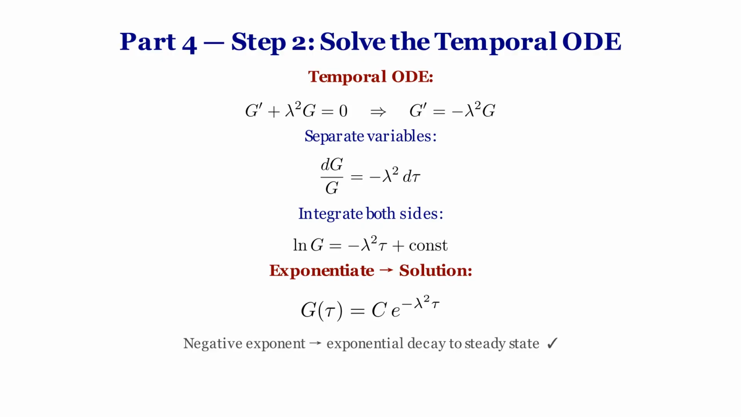Exponentiating both sides, g of tau equals c times e to the power of negative lambda squared tau. Here c is an arbitrary constant to be determined later. The negative exponent confirms that g decays exponentially towards 0 as time increases, which corresponds physically to the temperature approaching steady state.